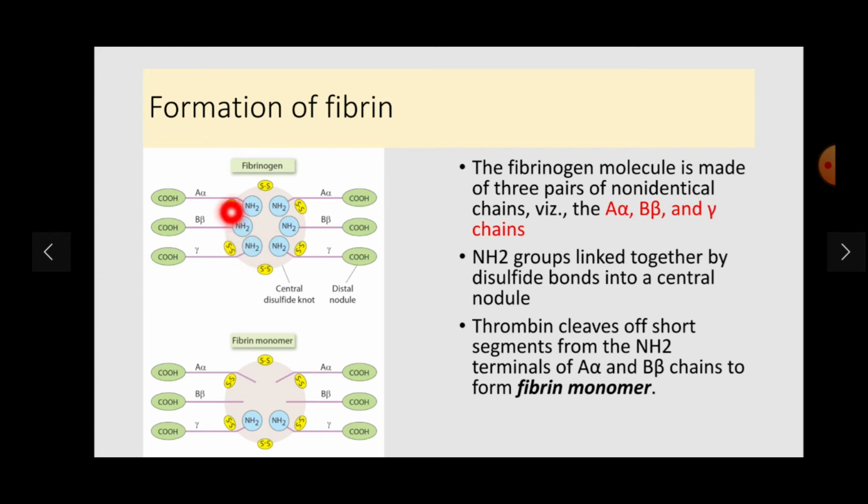By the action of thrombin, fibrinogen is converted into the fibrin monomer, and it removes the NH2 terminal from the A alpha and B beta chains. So these fibrin monomers can bind with each other and form fibrin polymer or the fibrin meshwork.